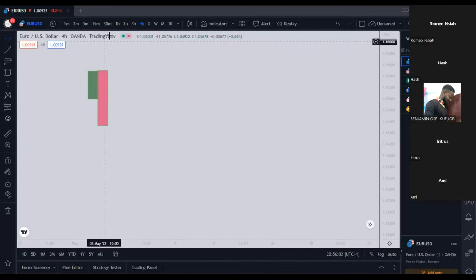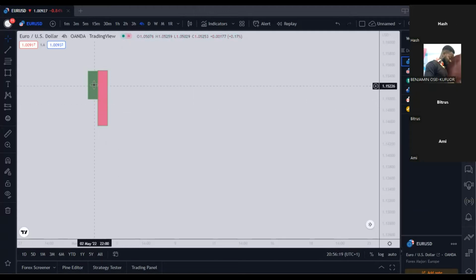So when you see a red candlestick overshadowing a green candlestick, we call it a bearish engulfing candle or pattern. So the red one here has engulfed the green one here. And then it shows that sellers are in control at that moment.